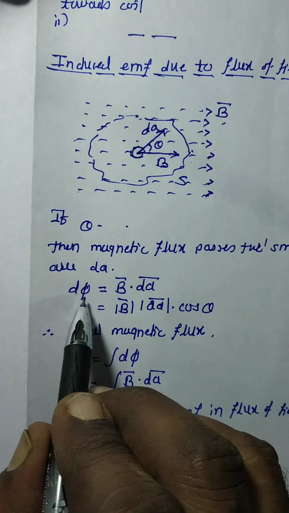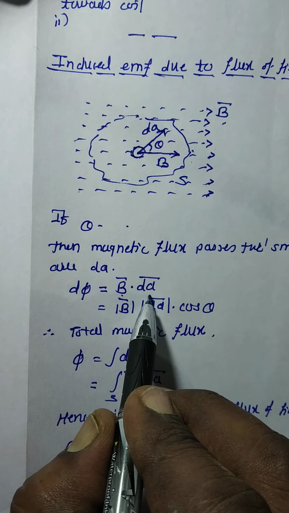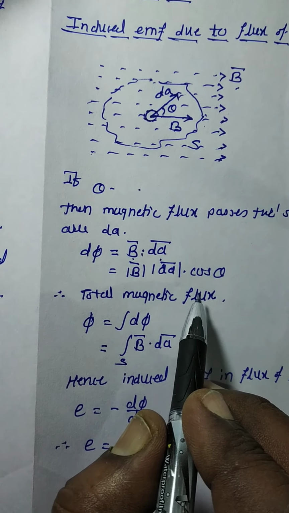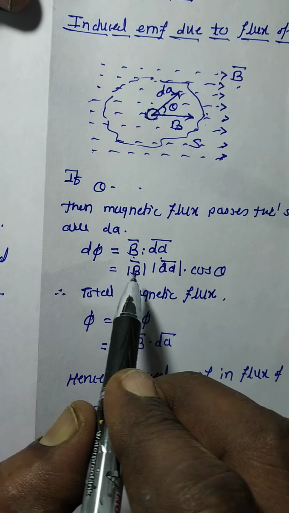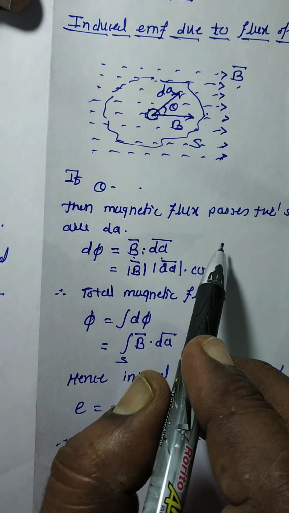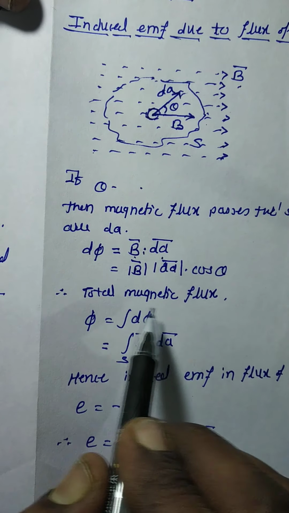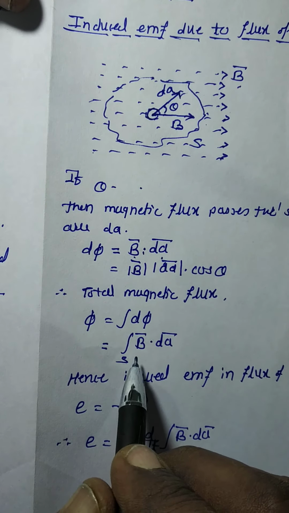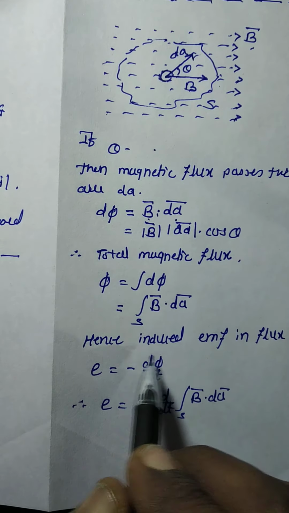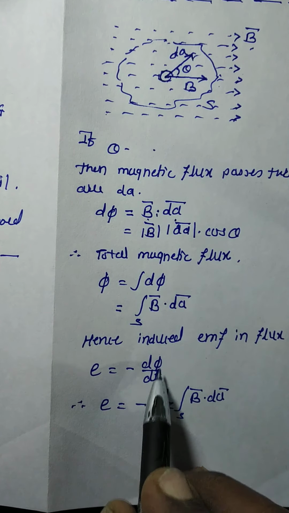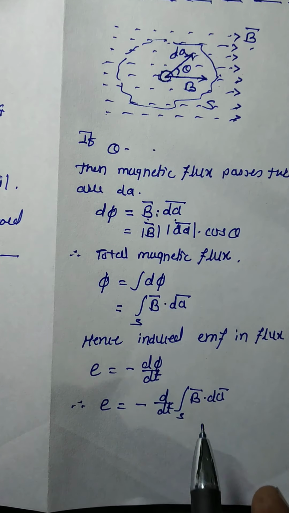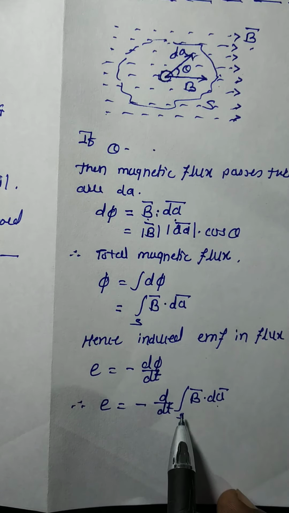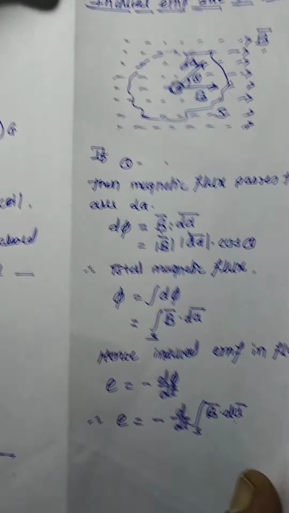d phi is equal to magnetic induction into area. It is a dot product, therefore we took cos theta here. This is the small magnetic flux due to the small area, and therefore the total magnetic flux over the finite area is the integration over dS, and hence the induced EMF becomes minus d phi by dt, where phi is the integration of B dot dA over the finite area.